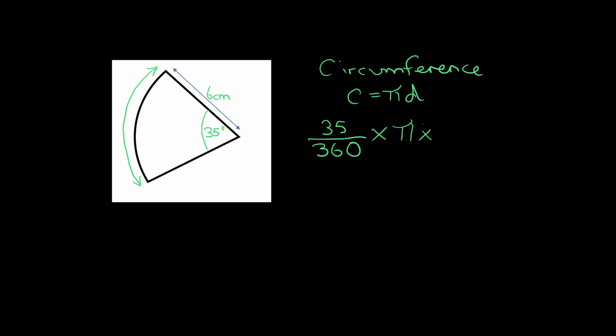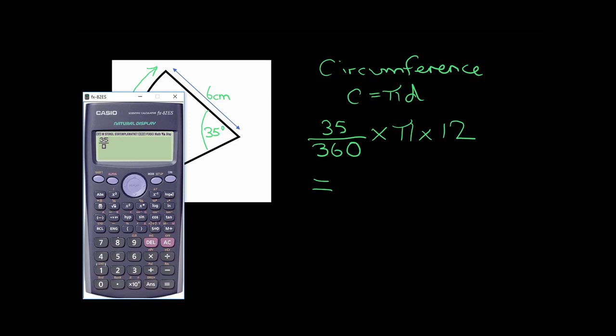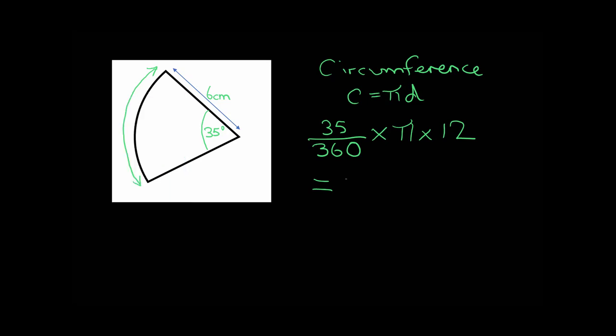So if our radius is 6, our diameter will be 12. So this will equal, with the help of a calculator, 35 over 360 times by pi times by 12. So the arc length here to 2 decimal places is 3.67.